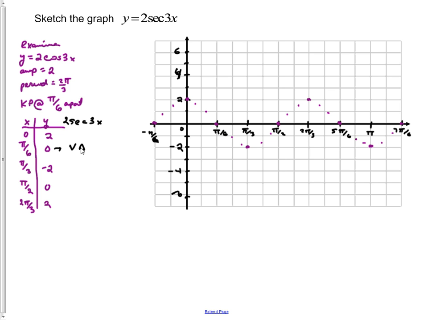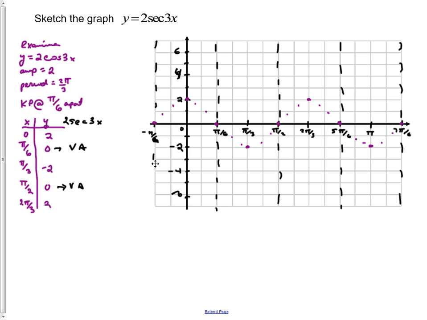So I'm going to get a vertical asymptote at pi over 6. I also know I'm going to get a vertical asymptote at pi over 2. And 5 pi over 6 would be next, right? Because that's where it's crossing the x-axis. 7 pi over 6 would be next after that. Kind of interesting how this is going. We don't even have one here at negative pi over 6.